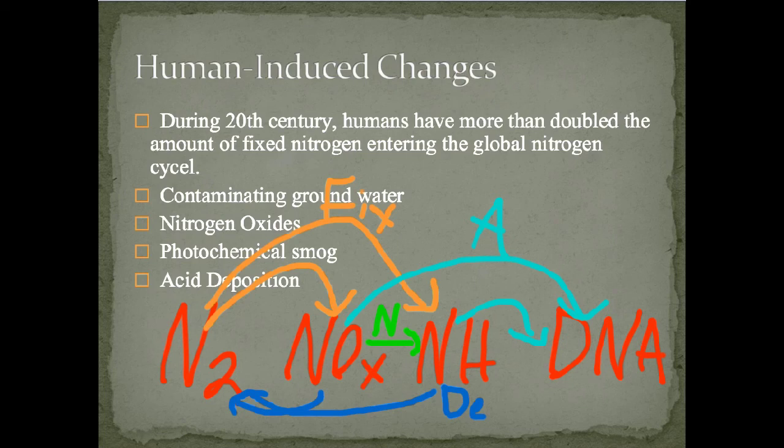I said this one wrong. This one is incorrect here. Nitrification, which was my green one, is actually from ammonias into nitrates, because the other one is ammonification. Ammonification is where you go from nitrates into ammonias. And you can have ammonification happen with decomposing things as well.